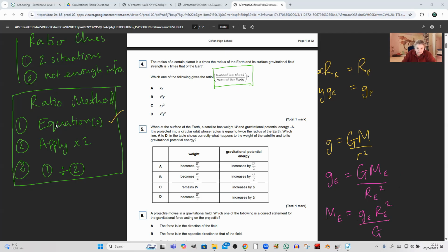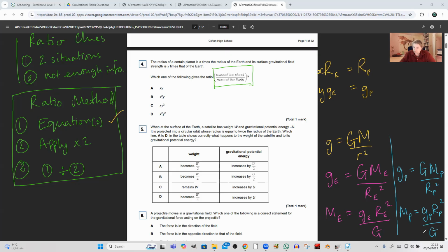Right, now I'm going to apply this equation again to the planet. I've run out of room, I'll try doing it over here. Okay, so g for the planet is equal to big G, mass for the planet over R for the planet squared. Right, now I am going to rearrange it. So I'm going to get M for the planet is equal to g for the planet, R for the planet squared over big G.